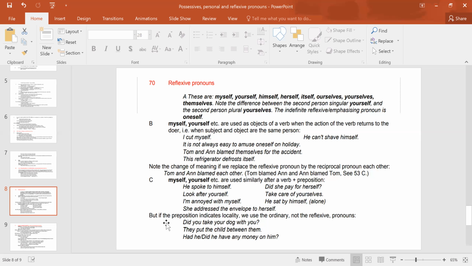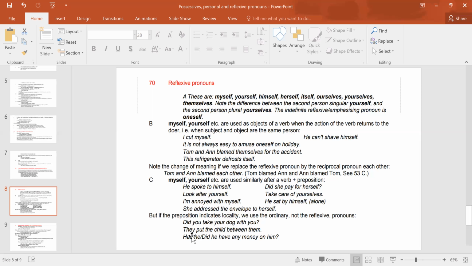But if the preposition indicates locality, some place, we use the ordinary pronouns, not the reflexive pronouns. So these are reflexive pronouns after a preposition, but if the preposition indicates locality, we will not use the reflexive pronoun but the ordinary pronoun. For example, did you take your dog with you? Here you are not using a reflexive pronoun after the preposition. Why? Because this preposition shows locality, some position, some place.